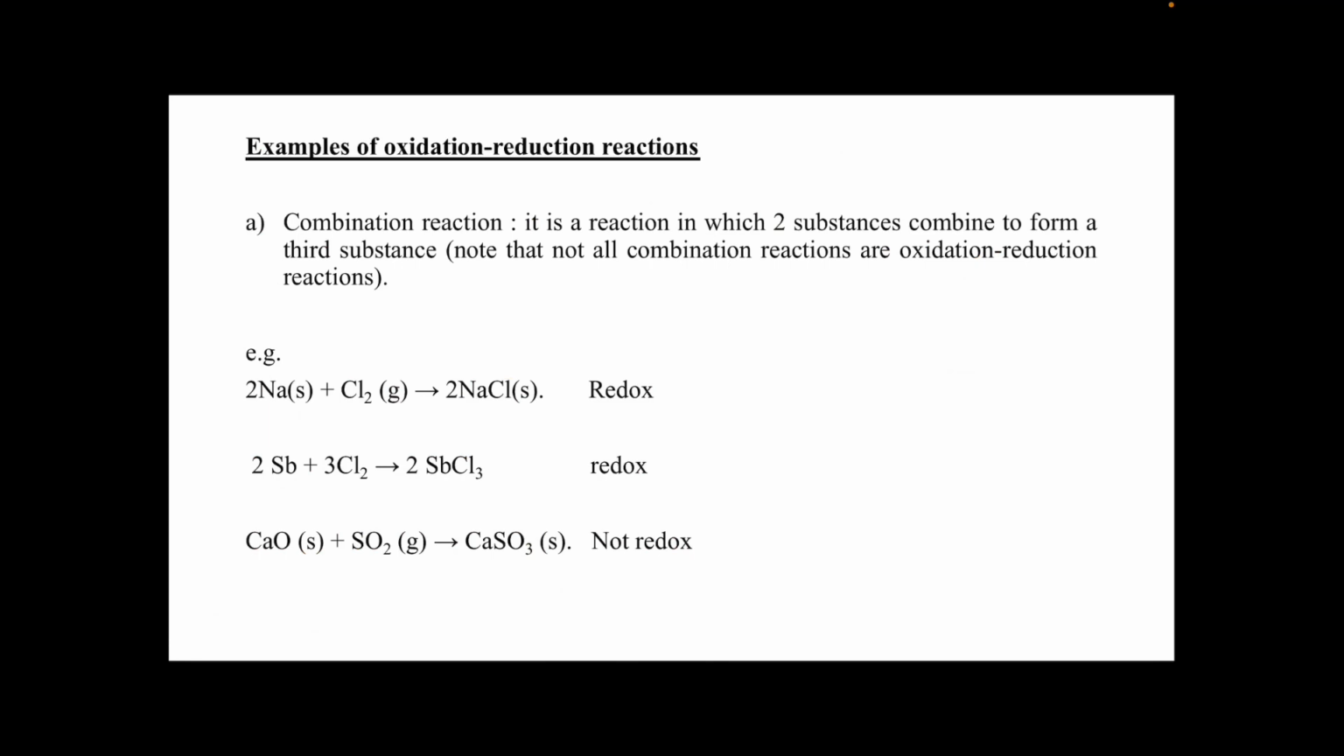Let's discuss some examples of oxidation reduction reactions. Redox reactions are classified into 4 main types. Type number 1, combination reactions. When 2 reactants combine, unite to form a single compound. In these reactions, 2 substances combine or unite to form a third substance, a new substance. Combination reactions can be redox and sometimes they are not redox. Let's take an example for both.